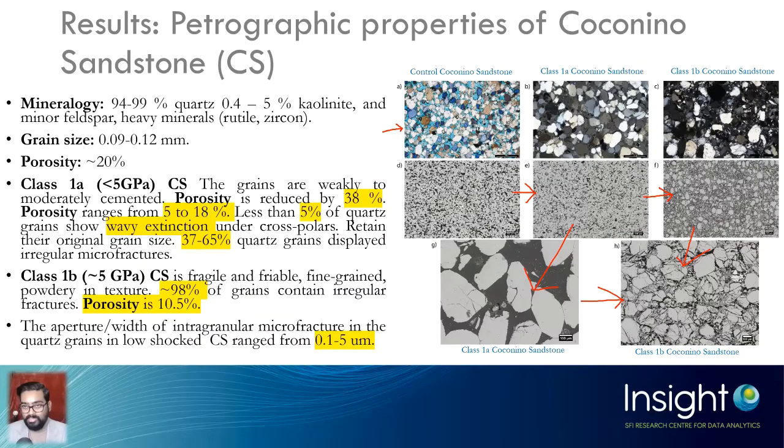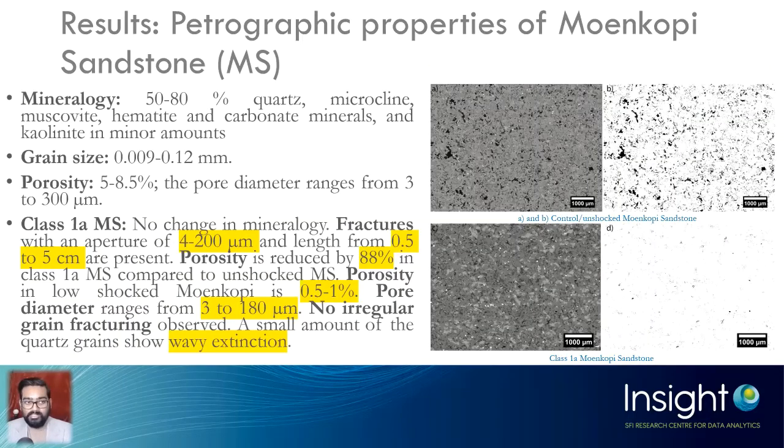Moenkopi sandstone consists of 50 to 80% quartz, microcline, muscovite, hematite, and carbonate and kaolinite in minor amounts. The grain size ranges between 0.009 to 0.12 millimeter. The original porosity is 5 to 8.5%.